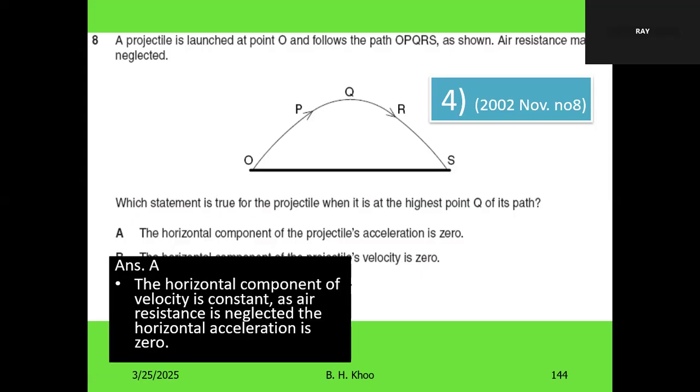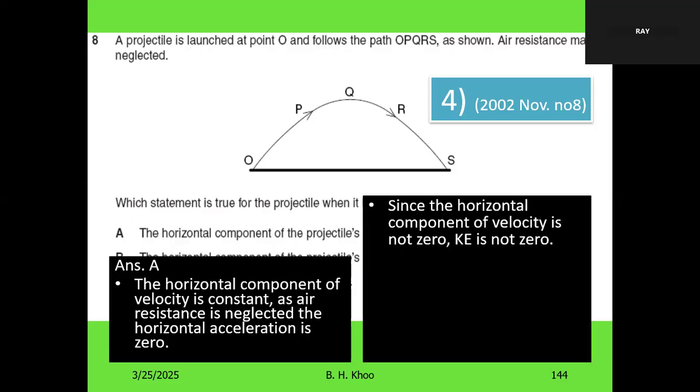It's moving horizontally, but vertically, let's say the vertical velocity at Q is 0. But horizontally, it's still always constant. Never disappears, because you neglect air resistance. Since the horizontal component of velocity is not 0, kinetic energy is not 0. Likewise, momentum is not zero, but horizontal at Q.